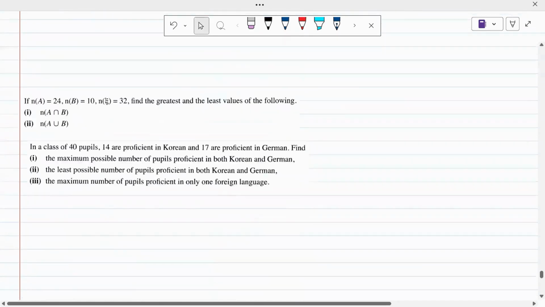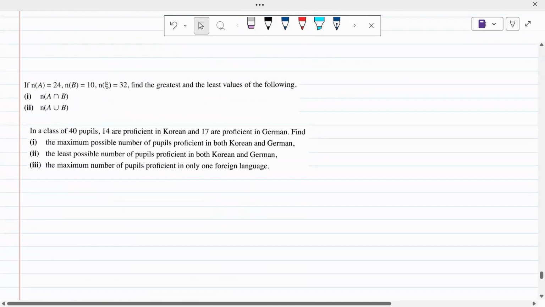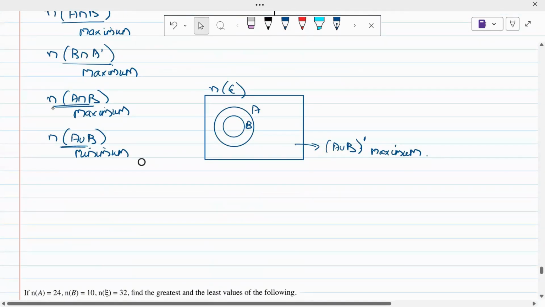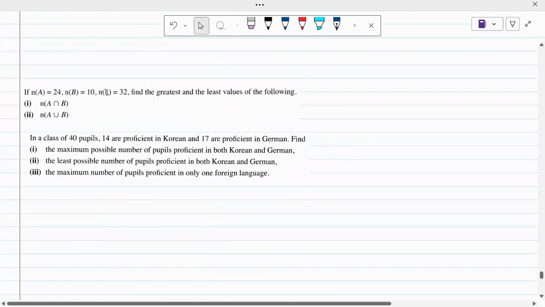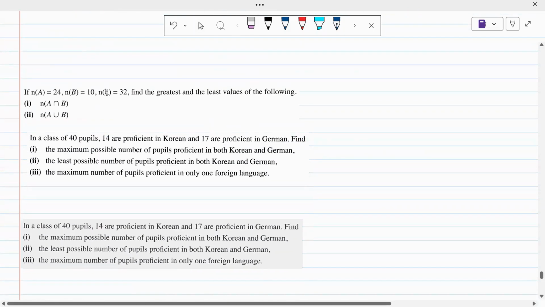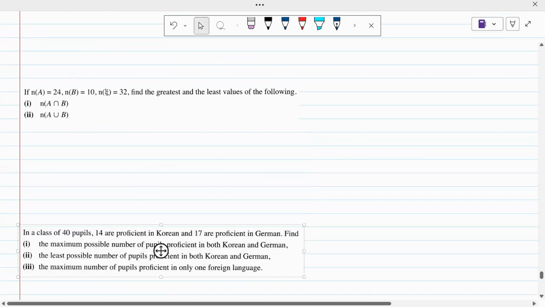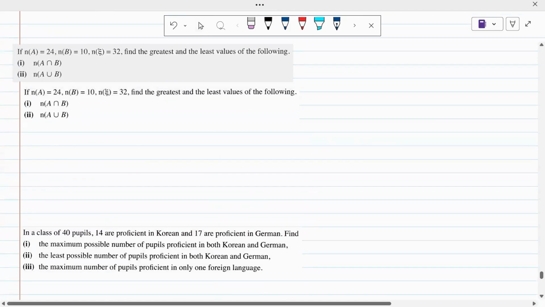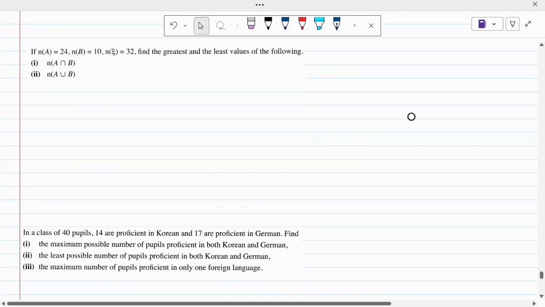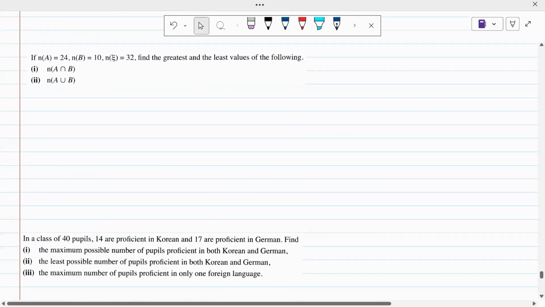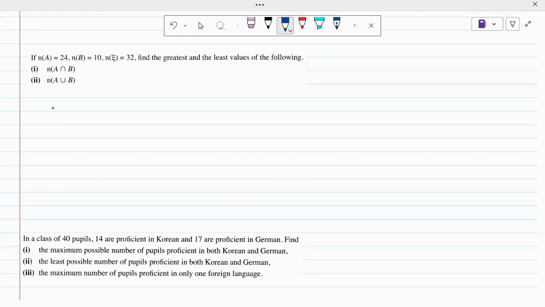Okay, we'll solve a few questions that will help you in understanding the concept in a better way. Initially, this would look a bit confusing, but we'll solve a few questions together and that will help you in identifying the situation. Now here, in case of this first part, we have been given that n of A is equal to 24, n of B is 10, and the universal is 32.